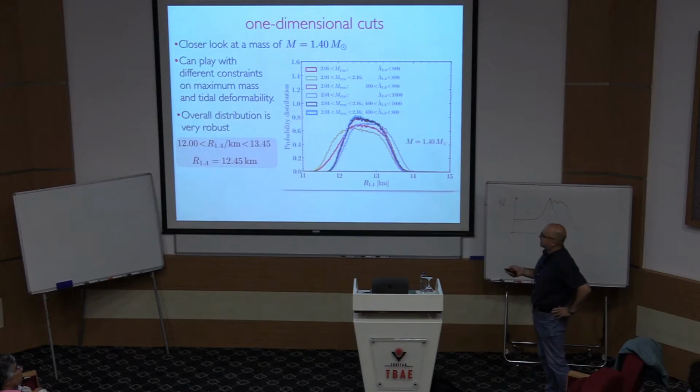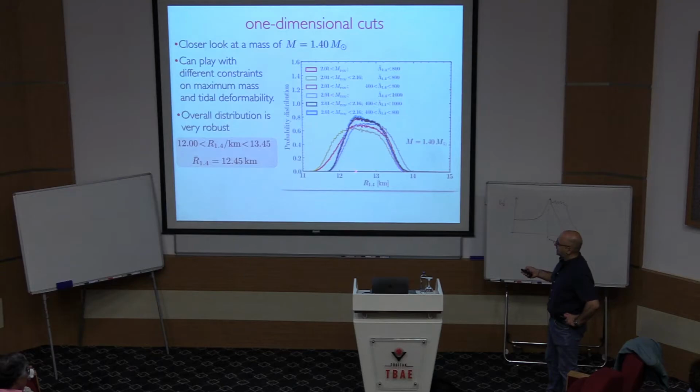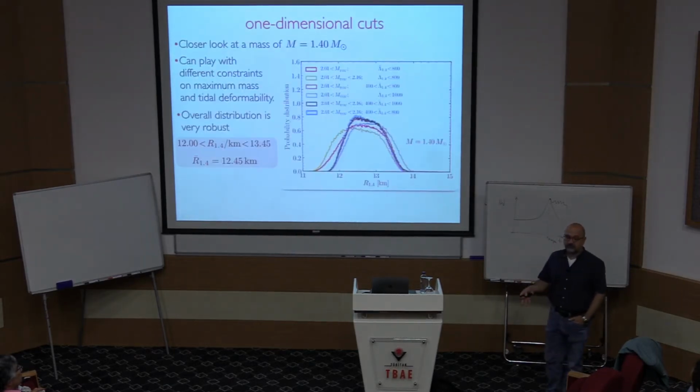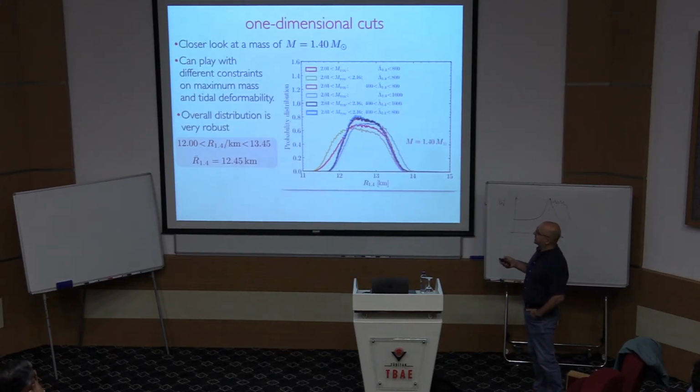Don't concentrate too much on the various lines. These are different constraints. But what you can appreciate from the shaded region is that the radius distribution seems to favor radii between 12 and 13 and a half kilometers. In particular, the peak of the distribution is at about 12.5 kilometers. So this is an interesting and useful output of the fact that we observed GW170817. We now have a better understanding of what the typical radii are.